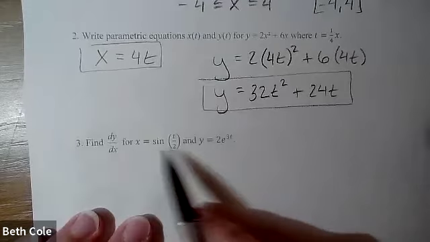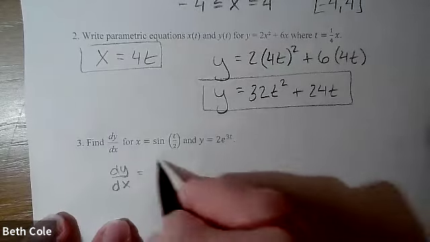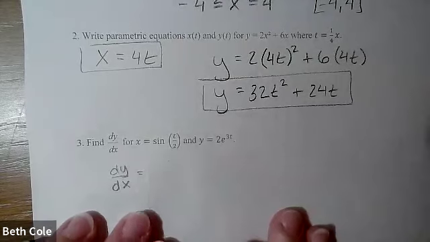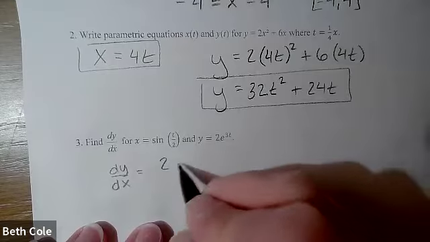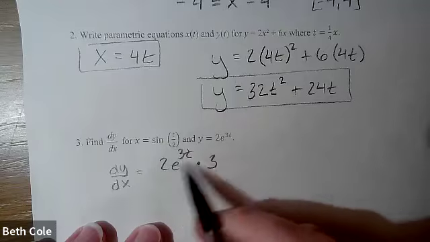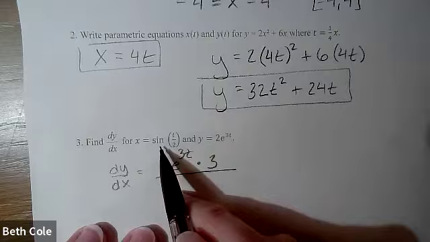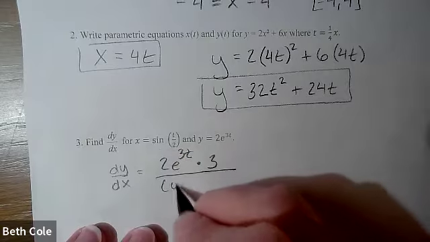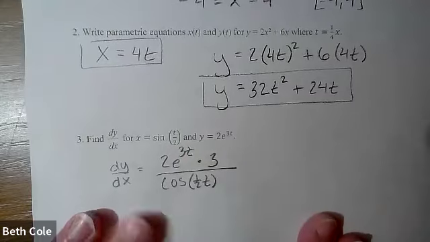All right, find dy/dx for these two parametric equations. So we're going to do dy/dt over dx/dt. So dy/dt, e is its own derivative. So it's going to be 2e^(3t), but there is a chain rule. Chain on the derivative of 3t, which just gives you 3. And then down here, another chain rule, derivative of sine is cosine, and I'm going to write that as 1/2 t instead of t over 2.